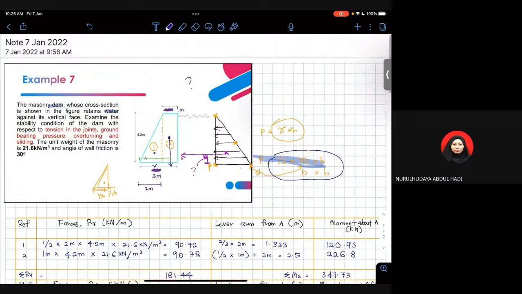30 darjah. Dalam soalan tu, angle of wall friction. Angle of wall friction tu is masa you nak kira sliding nanti. Dia bukan untuk kira awal ni. Dia bukan angle of shearing resistance. Angle of shearing resistance tu ada dekat retain material yang soil sahaja. Water tak ada.